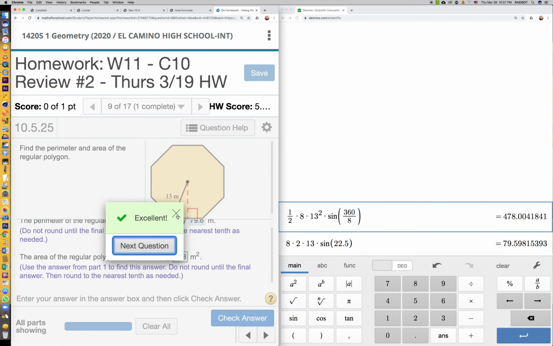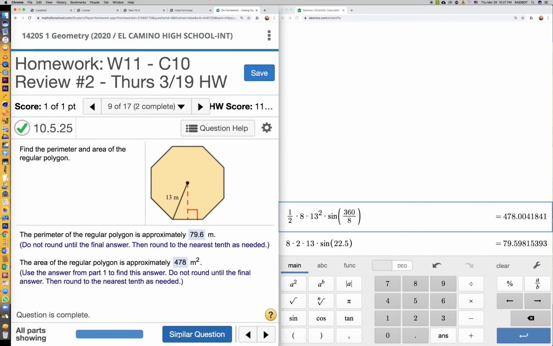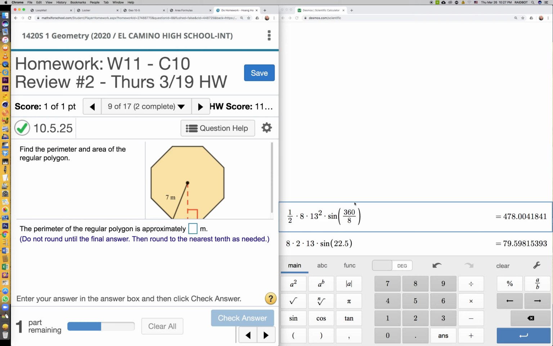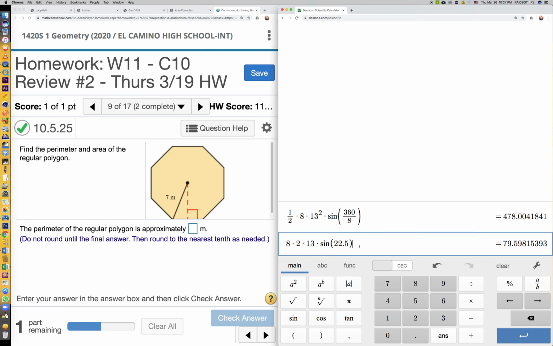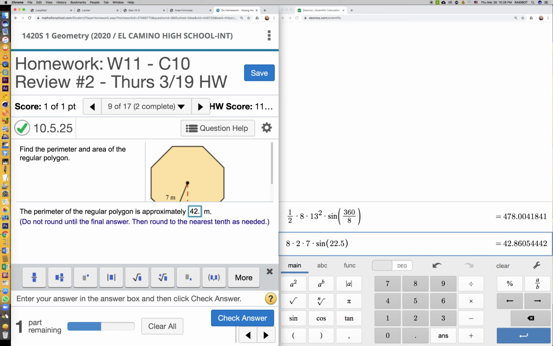Voila. Okay. So let's do similar again. So go back to this formula on the calculator over here. The radius now changed to 7. So instead of number 13, I change to 7. Okay. And my answer with 1 decimal should be 42.9.